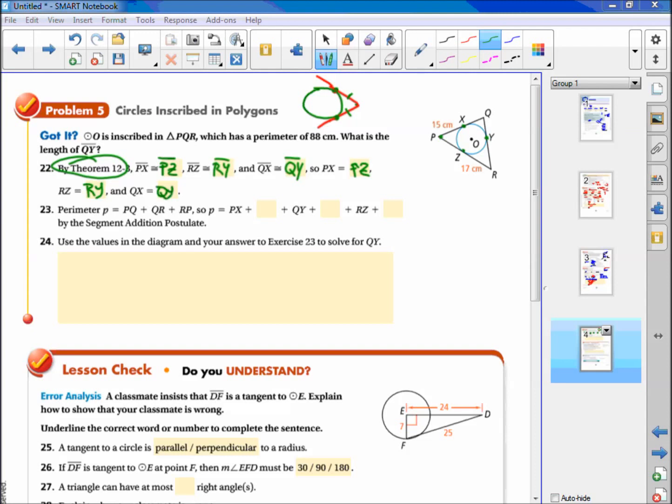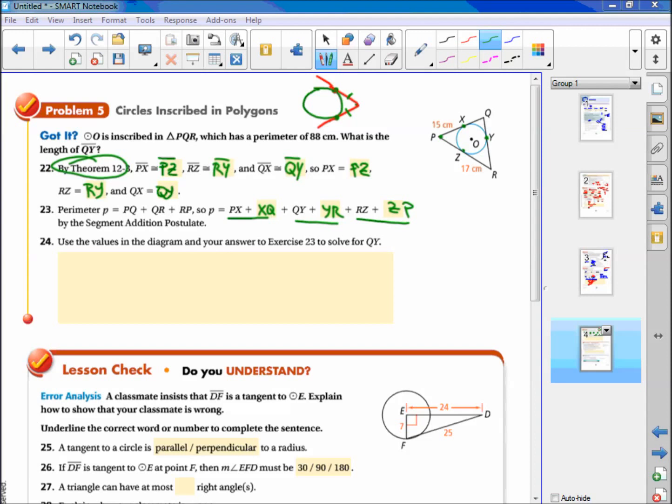So our perimeter can be found by doing PQ plus QR plus RP, the three sides of the triangle added up. So the perimeter is also going to be equal to PX plus XQ, that's one of the sides, and then QY plus YR, that's the other side, and then RZ plus ZP, there's our third side. By the segment addition postulate, you can break all the sides into their two little segments. Then we're going to use the values in the diagram and your answer to exercise 23 to solve for QY.